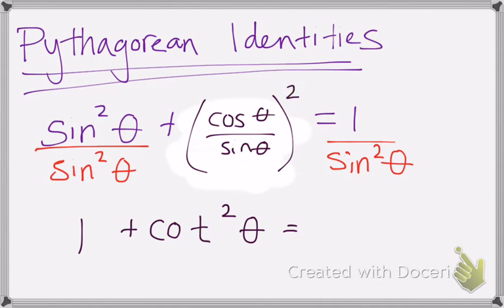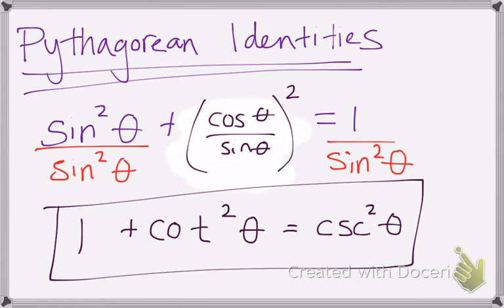All right, and then last but not least, what's 1 over sine squared theta? Cosecant squared theta. This is the second Pythagorean identity. It's highlighted. What does that mean you should do? Write it on your blue paper. That's the second Pythagorean identity.